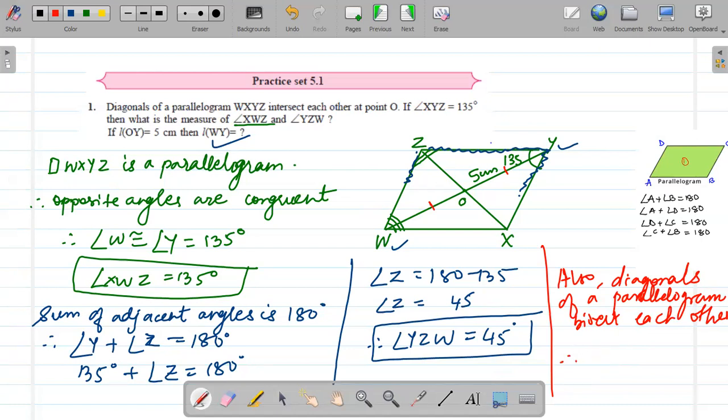Therefore, OY will be equal to OW, which is equal to 5 centimeters. Both will be equal. And therefore, we can write the length of WY equals, now that's double, 5 plus 5, that is 10 centimeters. This is 5, so this also is going to be 5 centimeters, and adding them up, we get 10 centimeters. That's how we do this question.